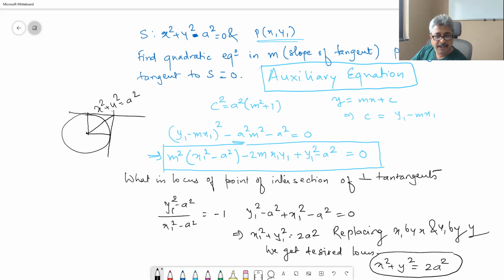That is the advantage of looking at bigger picture. This is called director circle. Right, locus of perpendicular tangents is a director circle.